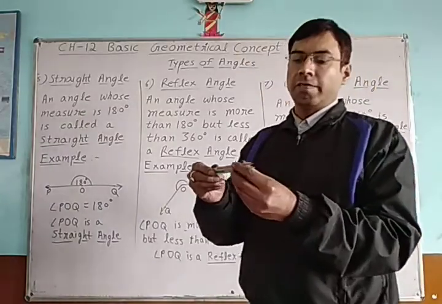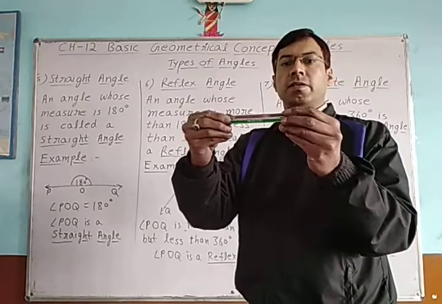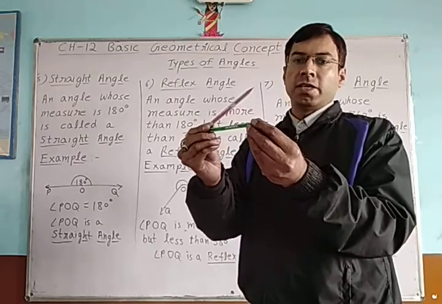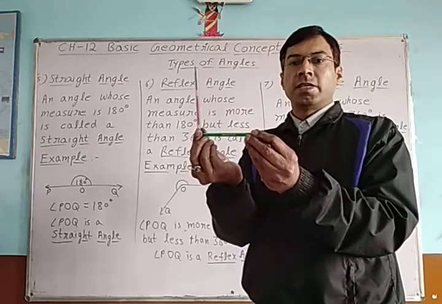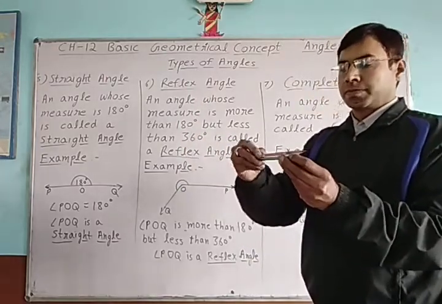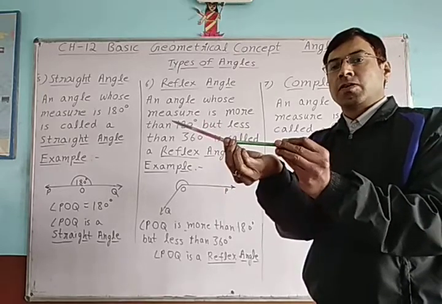Student, I have explained zero angle. When two arms lie on each other, then they form a zero angle. Less than 90 degree, acute angle. 90 degree, right angle. Clear? Now, more than 90 degree, obtuse angle.